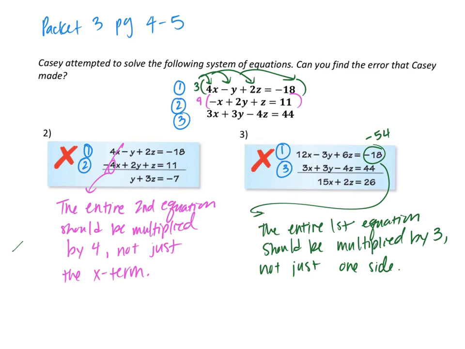And so know that this is a very common mistake, and that's why I want to bring up these most common mistakes, so that way we can try to avoid them. So again, whenever you use a multiplier, you need to multiply the entire equation, not just one side, not just one variable.